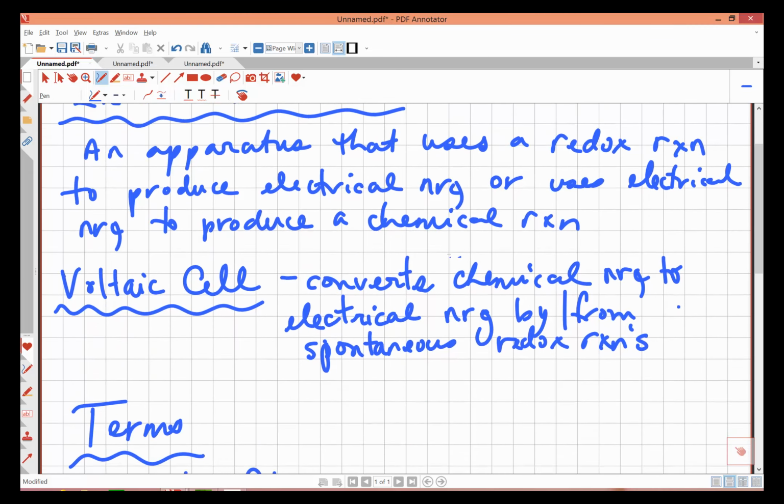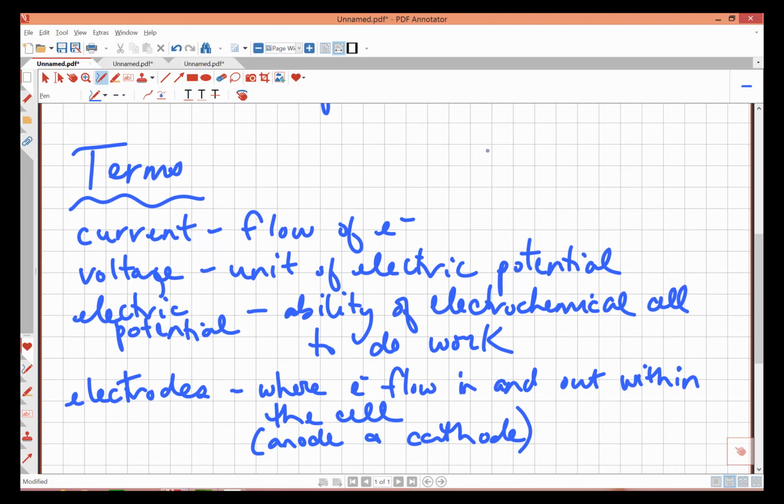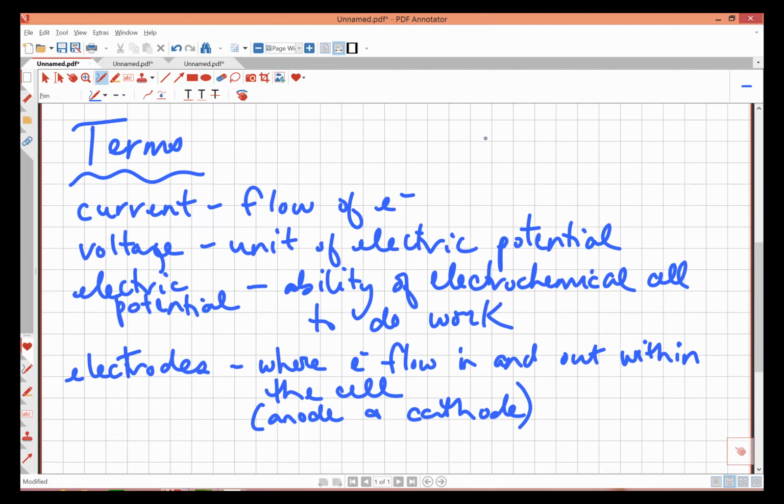And that is a voltaic cell. It takes that energy and converts it to electrical energy through spontaneous redox reactions. So before we start representing it, I'm going to use a few terms, so let's just make sure we know what they are. First of all, current is the flow of electrons. Voltage is a unit of electric potential.